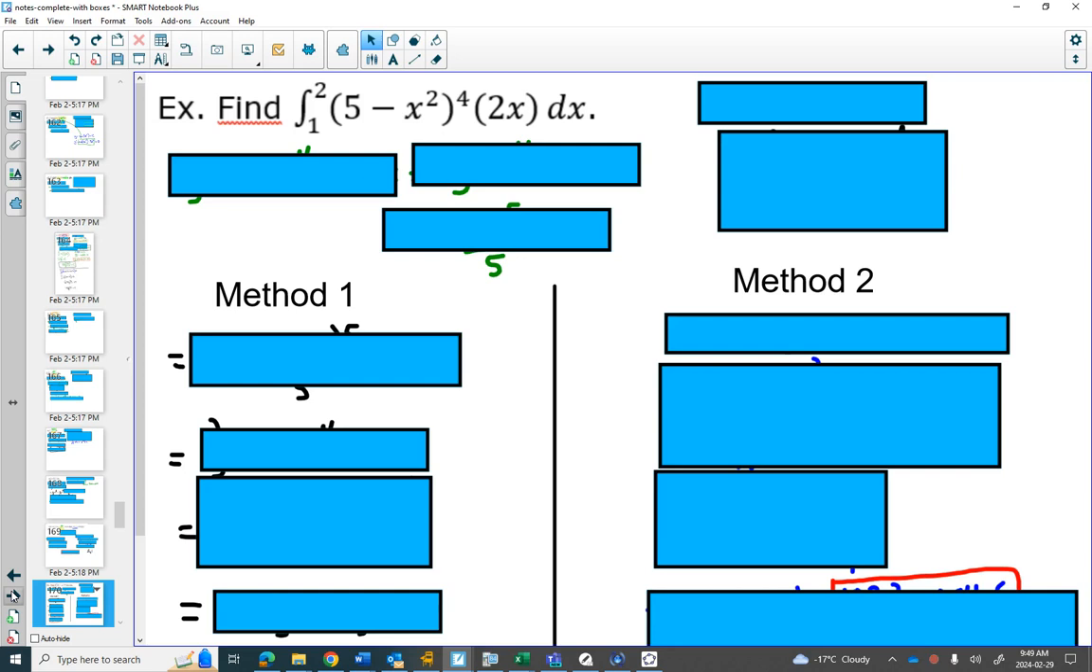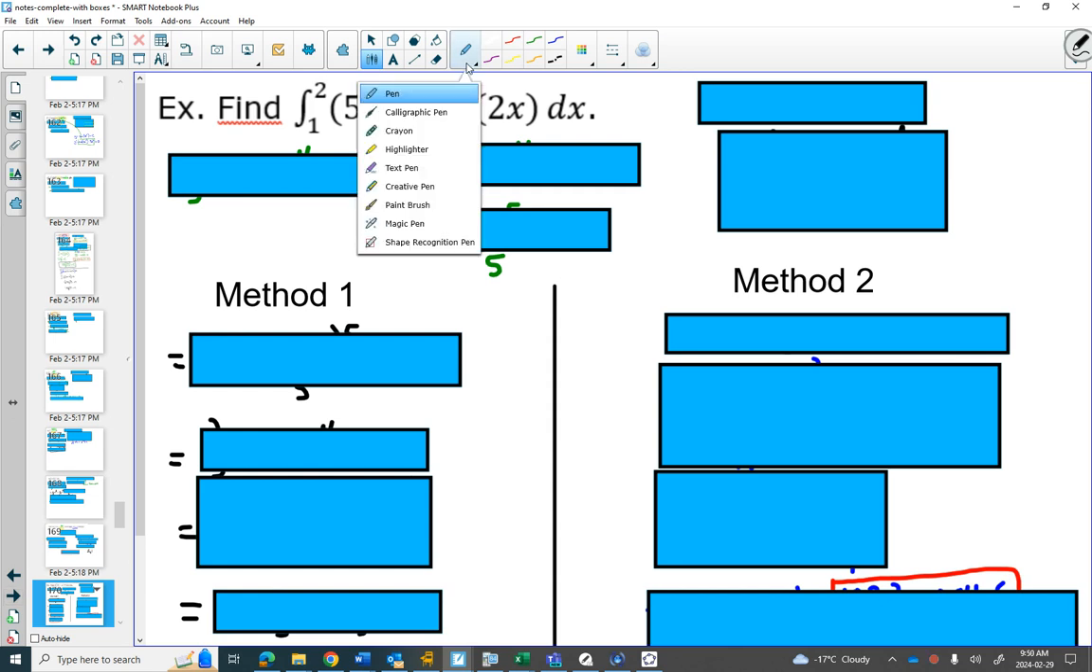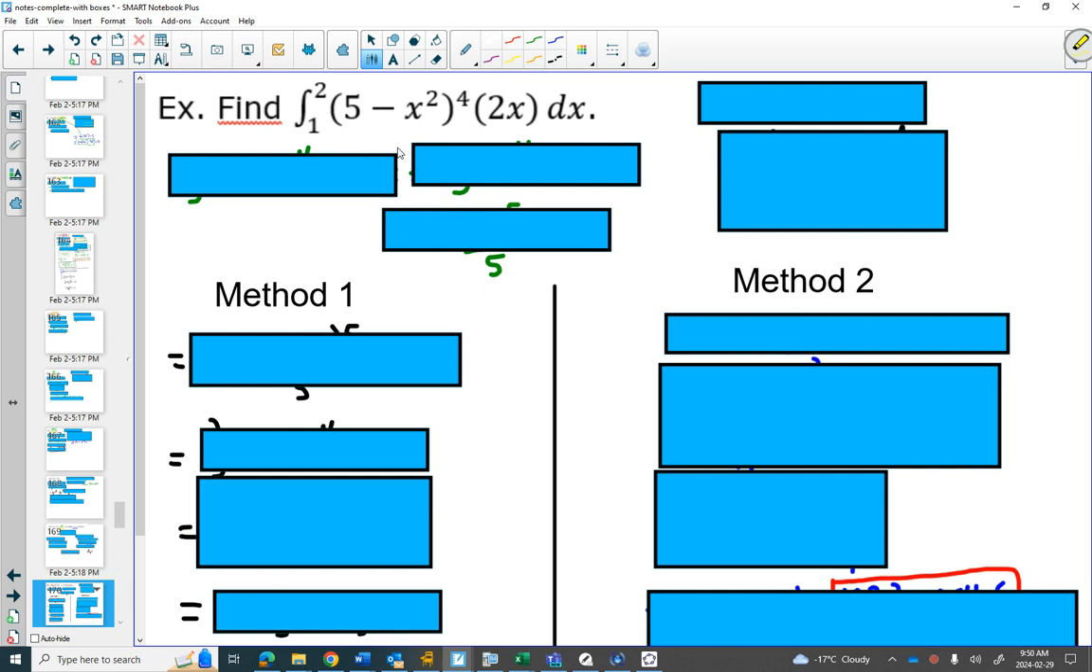So again, color coding wise, if I take out my highlighter, I notice that I have an inside function right here, 5 minus x squared. I notice my derivative of that would be a negative 2x, and even though it doesn't match up perfectly, the derivative is in there in the right form. So we've learned that it doesn't have to match up perfectly. We can do some alterations to that.